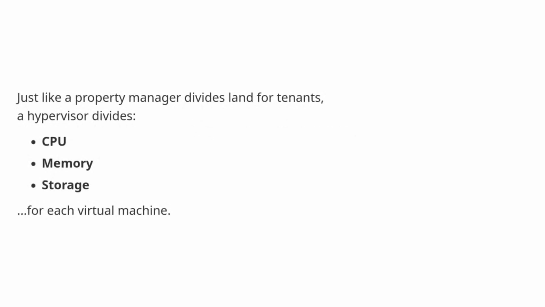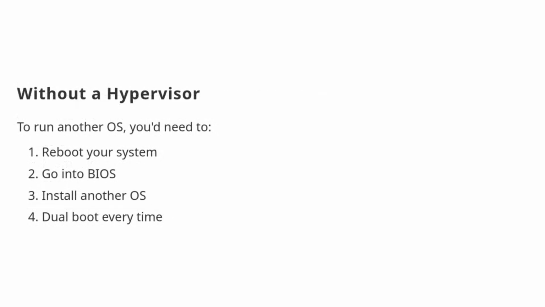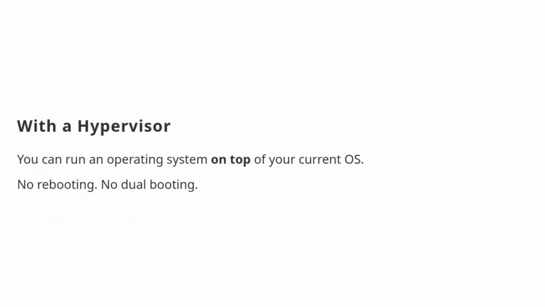They divide how much land a tenant can use, just like how a hypervisor divides how much CPU, memory, and storage a virtual machine can use. This basically allows a computer to run multiple operating systems at the same time, all on a single computer without rebooting the system. Now, normally you would have to reboot the system, then go to the BIOS to install an operating system. But in this case, we can just install an operating system on top of an existing operating system that we're already using. Kind of awesome, right?